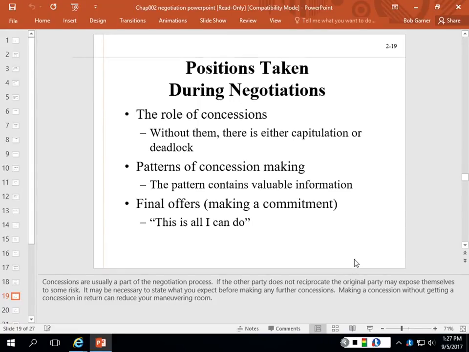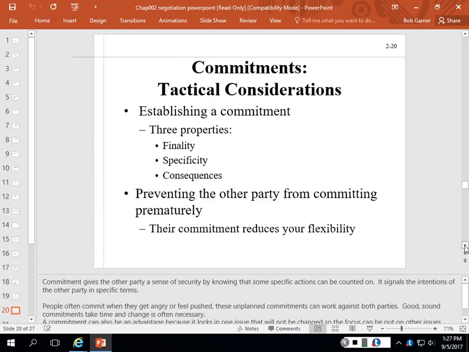Okay, so final offers, making a commitment, and we talked about that, and concessions. All right, establish a commitment. When we're getting to the end of the deal, there are 3 things that a commitment needs. It's got to have finality: once we do this, we're going to live by what we say. It's got to have specificity, meaning it's got to specifically outline what you're going to do and what I'm going to do. And there's got to be consequences if not.